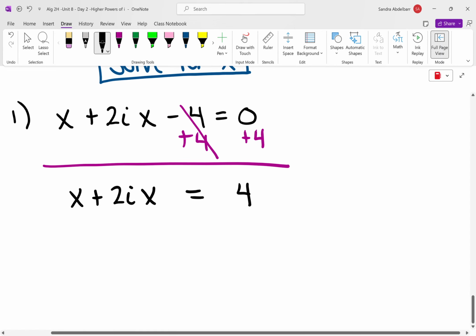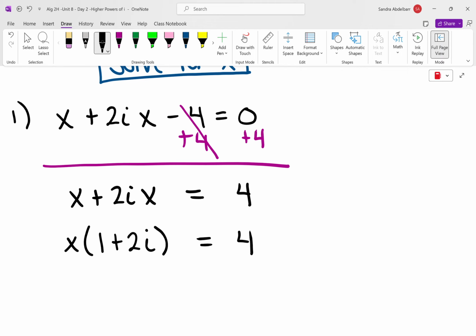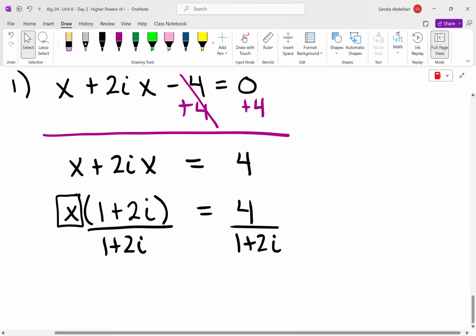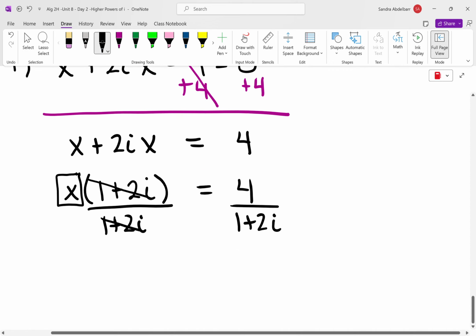What do you think I'm going to tell you to do now on that left side? Danny? You got it. Pull out a GCF of x. And that will leave us with 1 plus 2i. Now I've managed to get it down to just 1x, and I'm going to solve. So we're going to divide by 1 plus 2i on both sides.